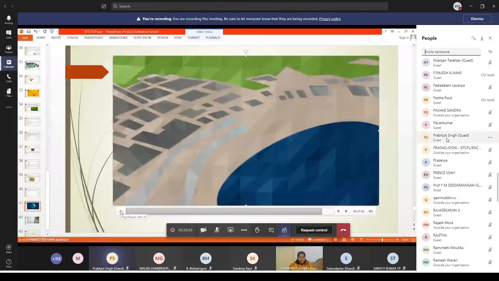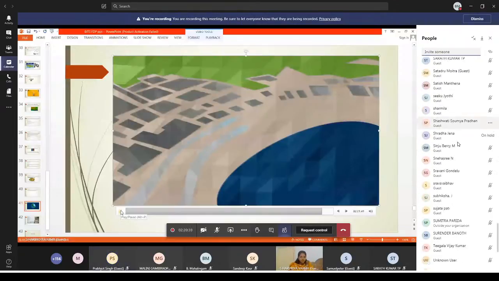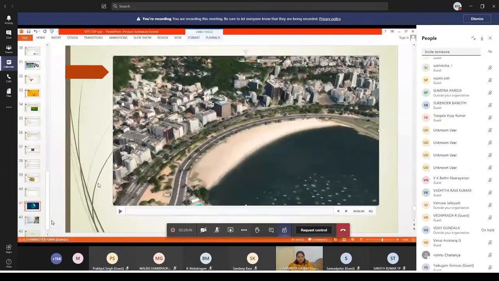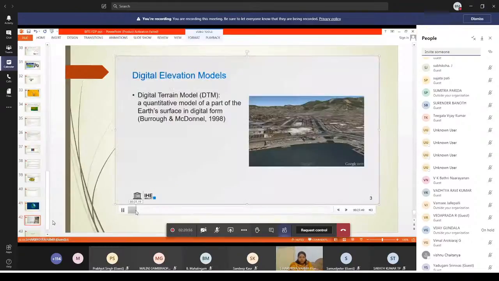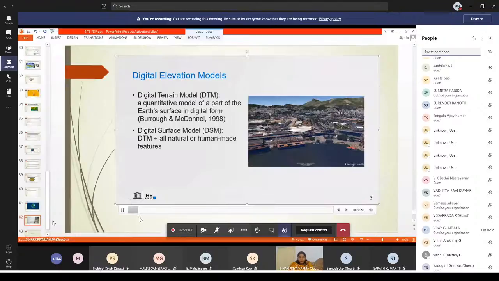This is a 3D representation by using the digital elevation model. These are the images which are taken by using the digital elevation models.